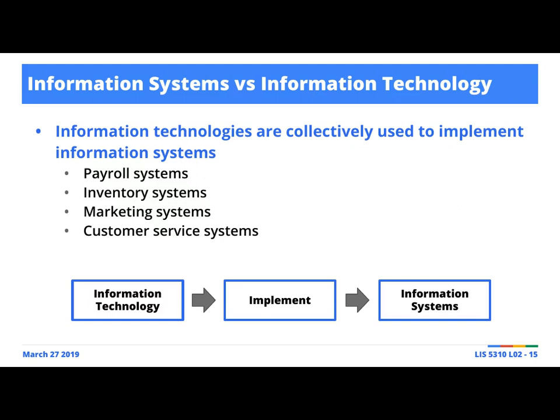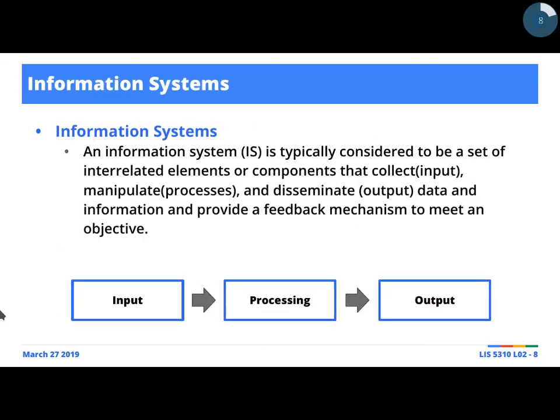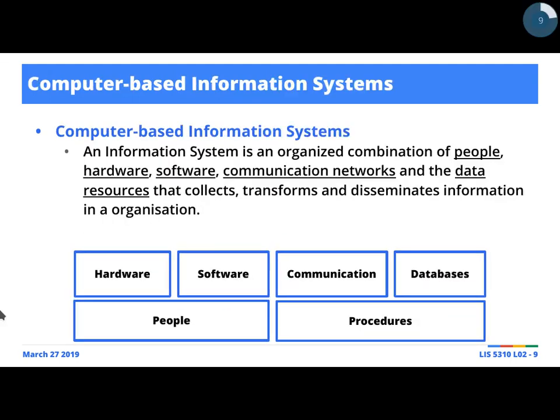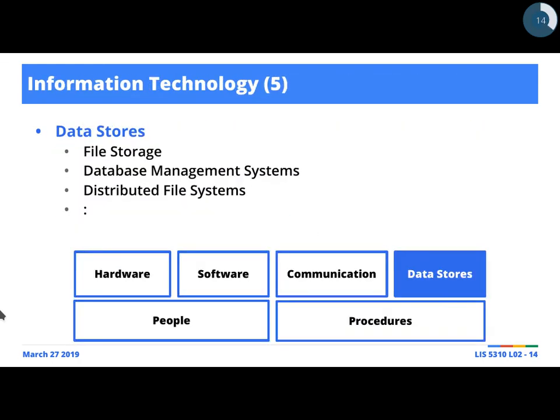All right, so if we were to briefly look at information systems and computer-based information systems and try to distinguish them from information technology, for instance, we already know the difference, right? An information system will be composed of these components collectively. But when we are talking about information technology, things change here.